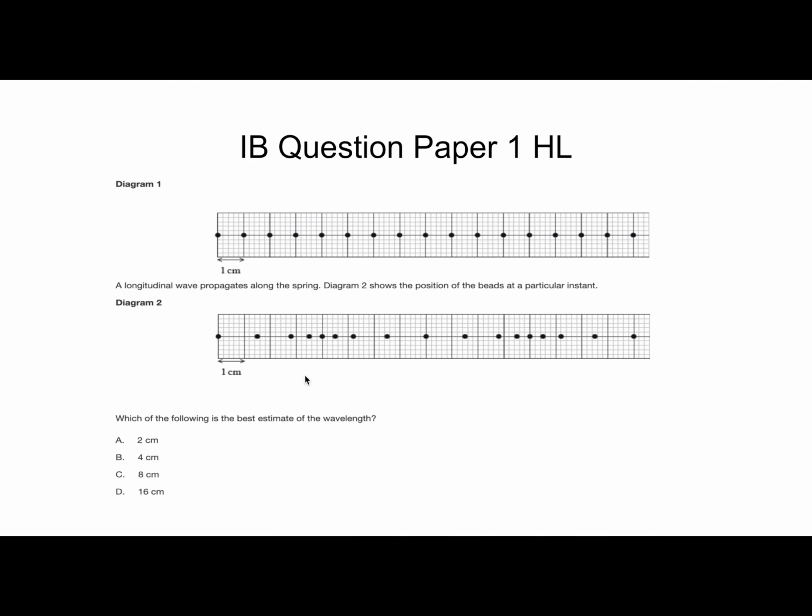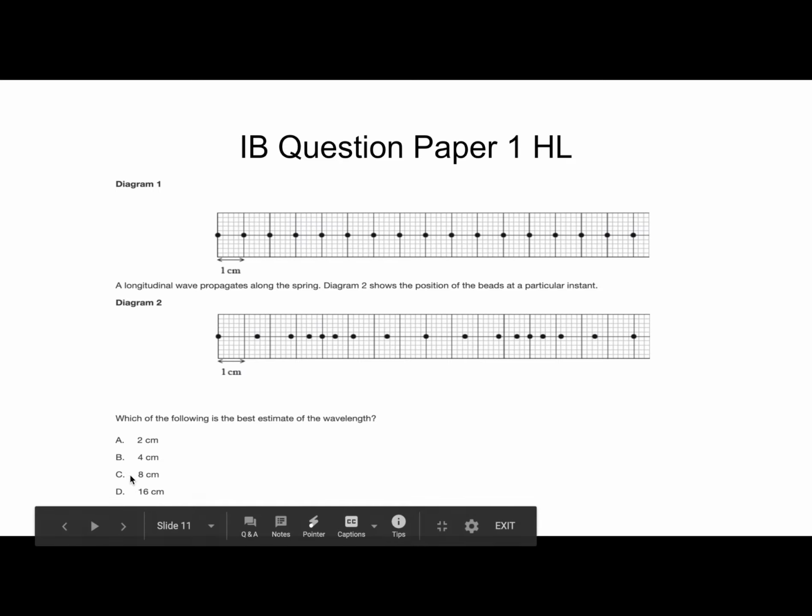We previously touched base upon that the wavelength is also equal to the distance between the centers of the rarefactions or the centers of the compressions, or just any points that are in phase with each other. If we know that one box is 1 centimeter, we can measure the distance from, say, here, which is the center of a compression, to here, which is the center of another compression. If you were to count these boxes, you'd get 8 boxes, which is equal to 8 centimeters, your answer being C, 8 centimeters.